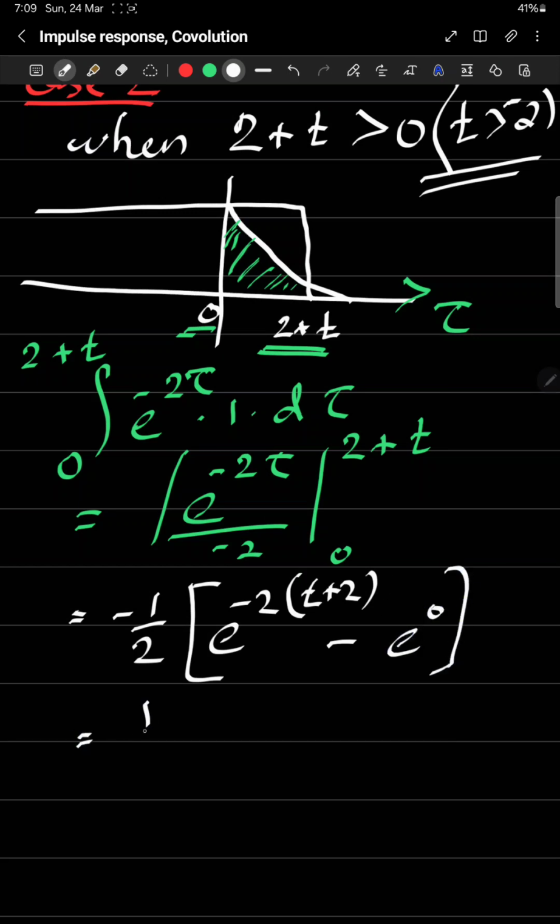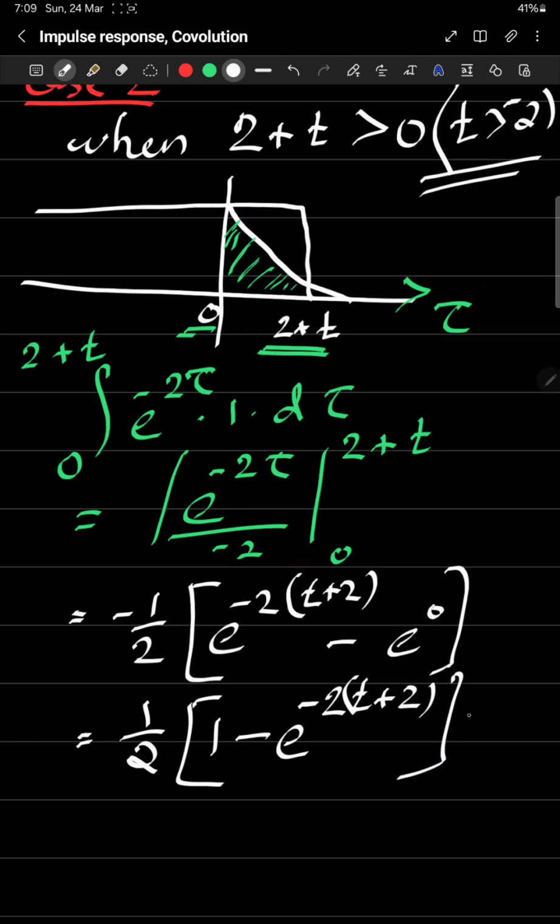So this is 1 by 2 into, I will exchange this. e raised to 0 is 1. So 1 minus e raised to minus 2 into t plus 2, right? You can say like this. That's it. This will be the final expression.